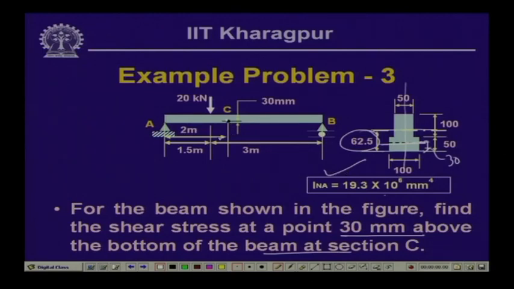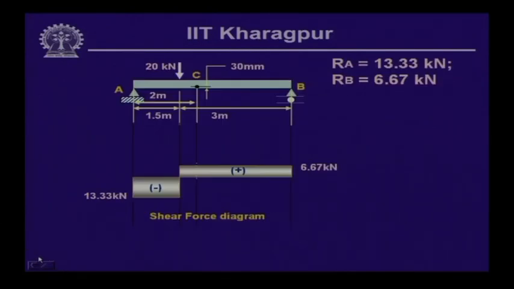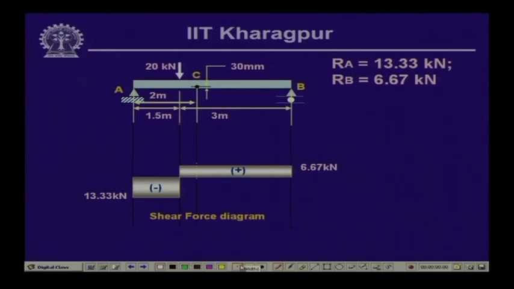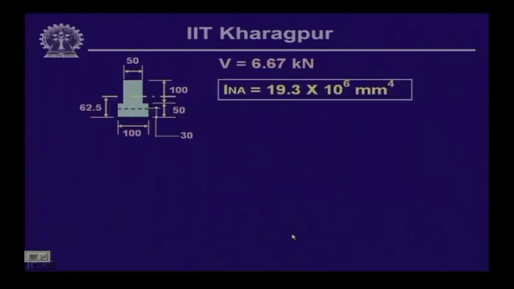Here, of course, we need not calculate the bending moment diagram as such, but we can find out the shear force diagram, from which we can compute the shear stress. At this particular location, the value of the shear force is equal to 6.67 kilonewton, and correspondingly the shear stress is equal to 6.67 times 10 to the power 3, this is V, times Q by Ib. Now, b in this particular case is equal to 100.